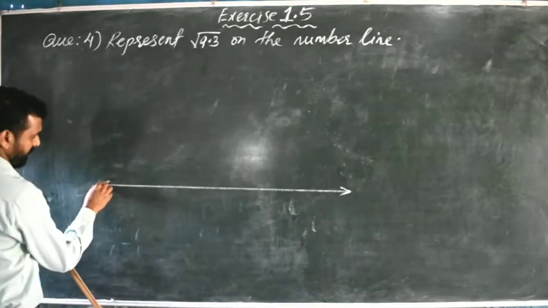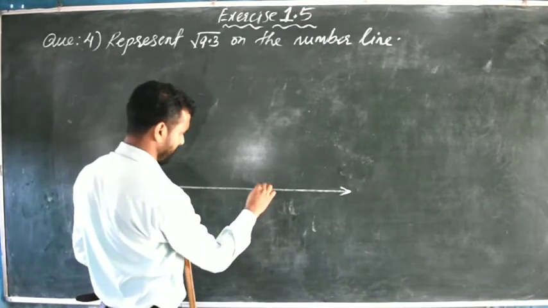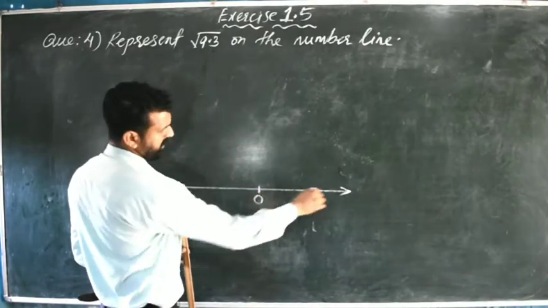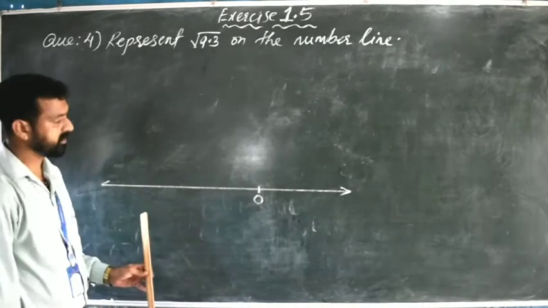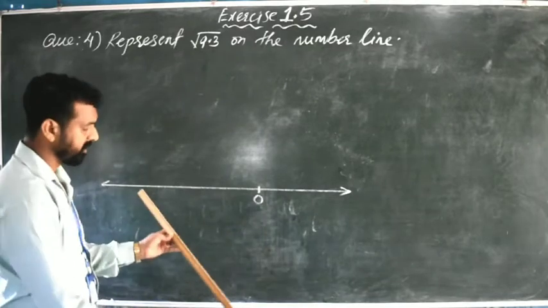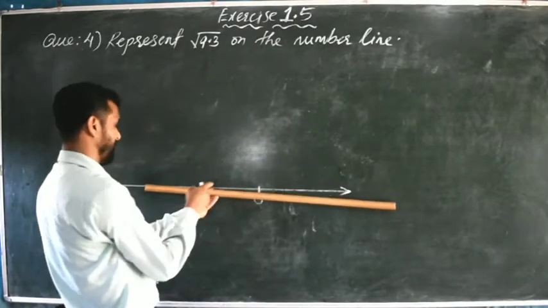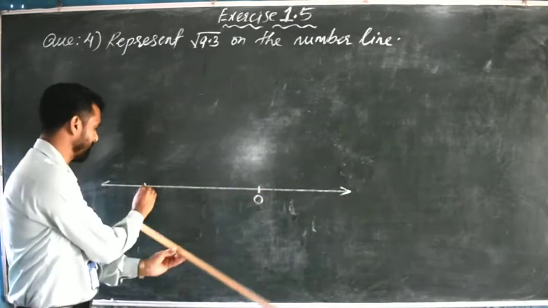Draw a number line and give arrow marks on both sides and mark a point here as 0. On the right hand side are positive numbers, on the left hand side will come negative numbers. We want to represent root 9.3 on this number line. So from here we will measure exactly 9.3 centimeter and mark a point here.